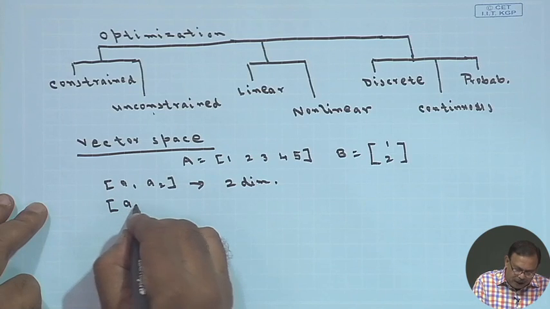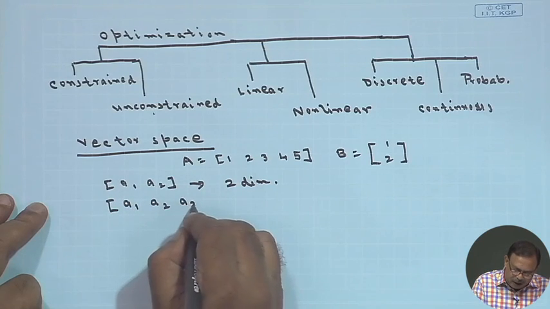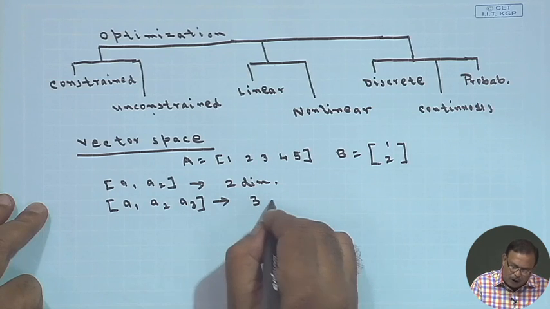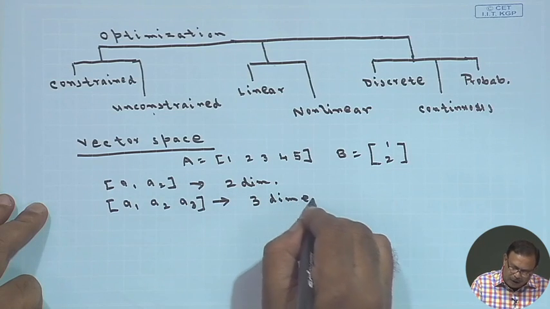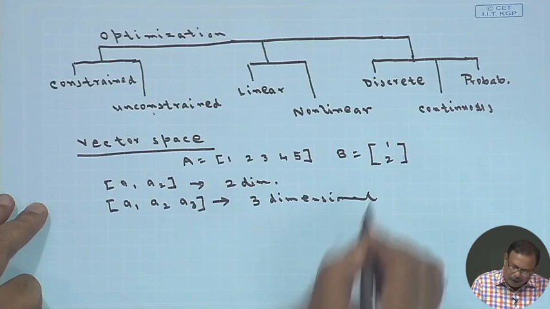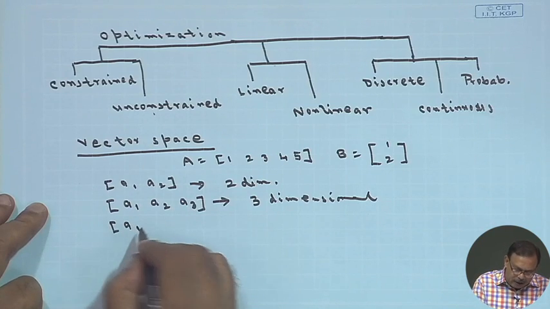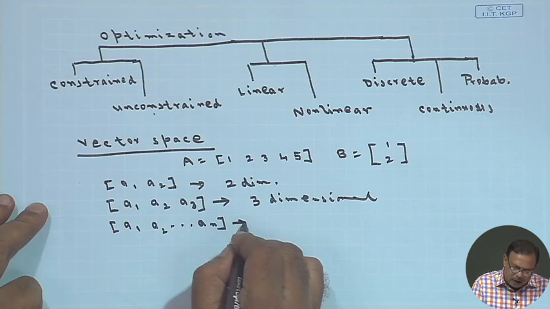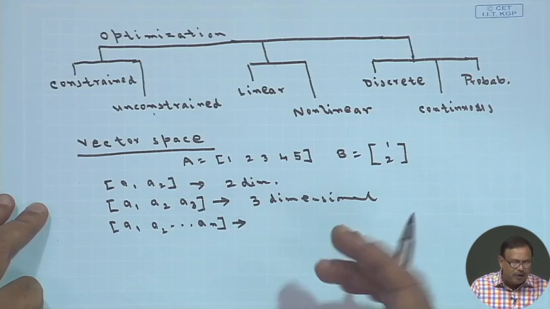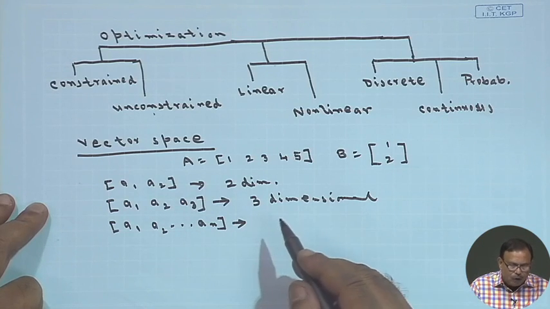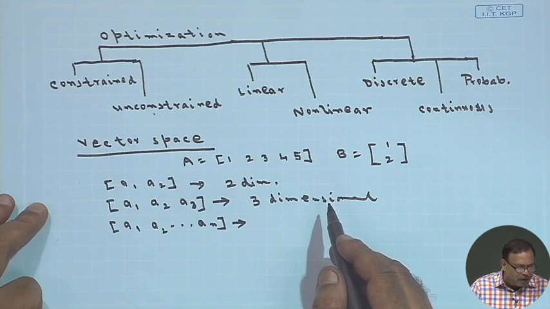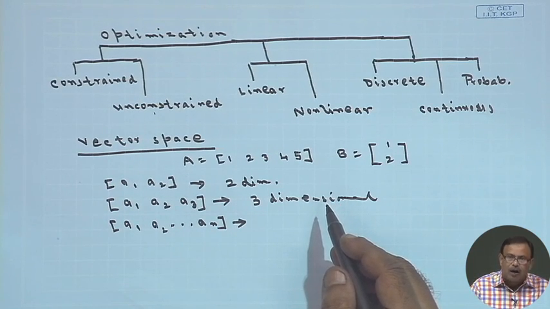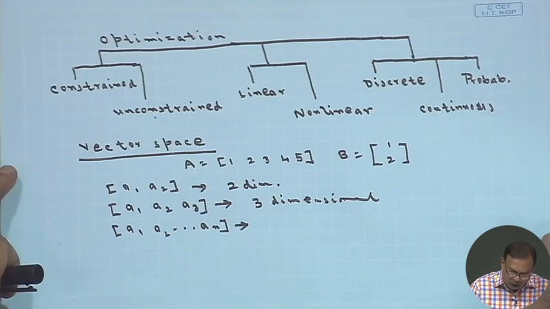Similarly, if I take a vector like A1, A2, A3, this will represent a point in three dimensional space. And if I take a vector of n elements A1, A2, An, then if I imagine it, it will be one point in n dimensional space. And you have to remember that the row vector and the column vector both are equivalent.